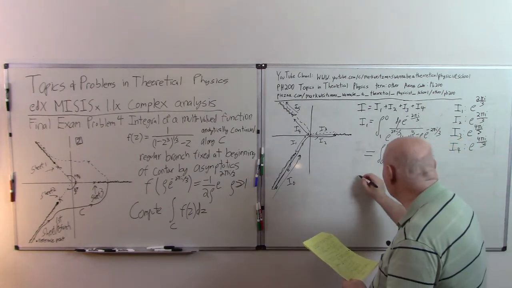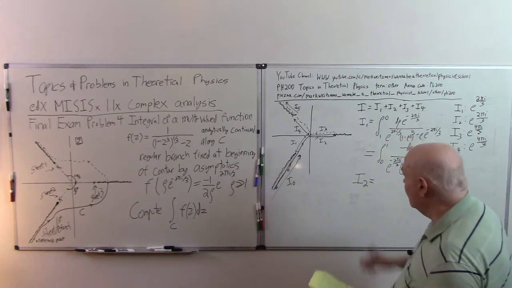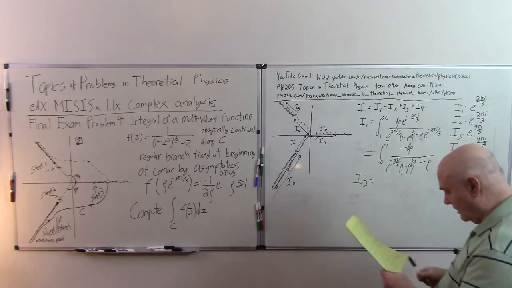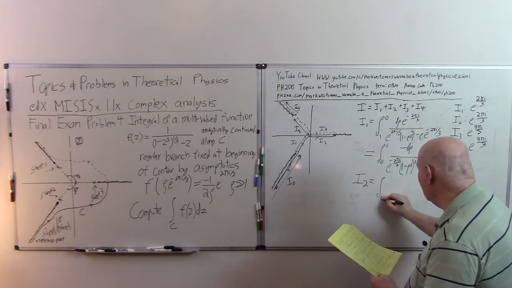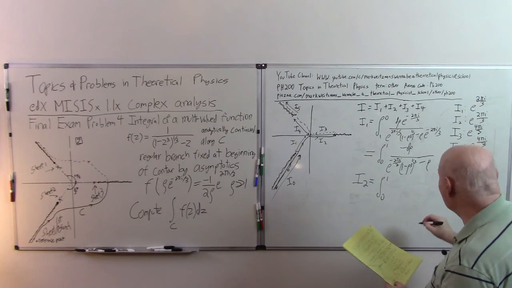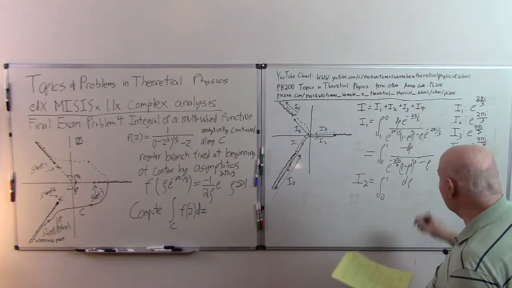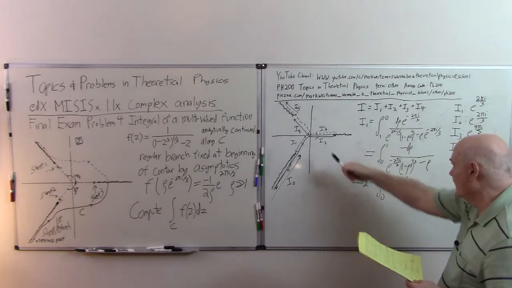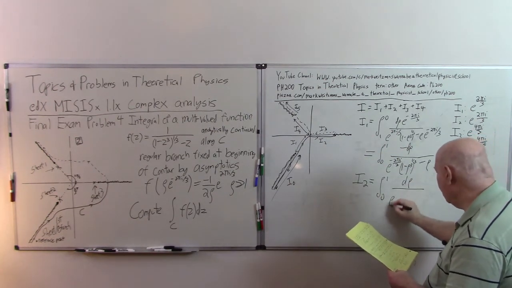Now let's do I2. This is this segment here. And now we're going to go basically the same one. Not quite though. The integral from 0 to 1. Here we have just a d rho because z is just rho on this line here. We have the same phase shift.